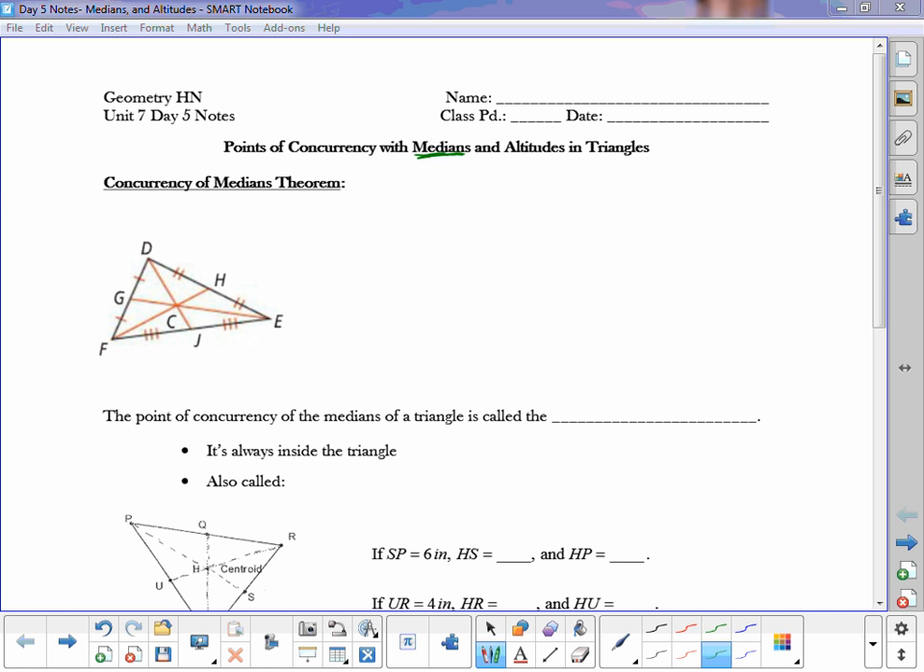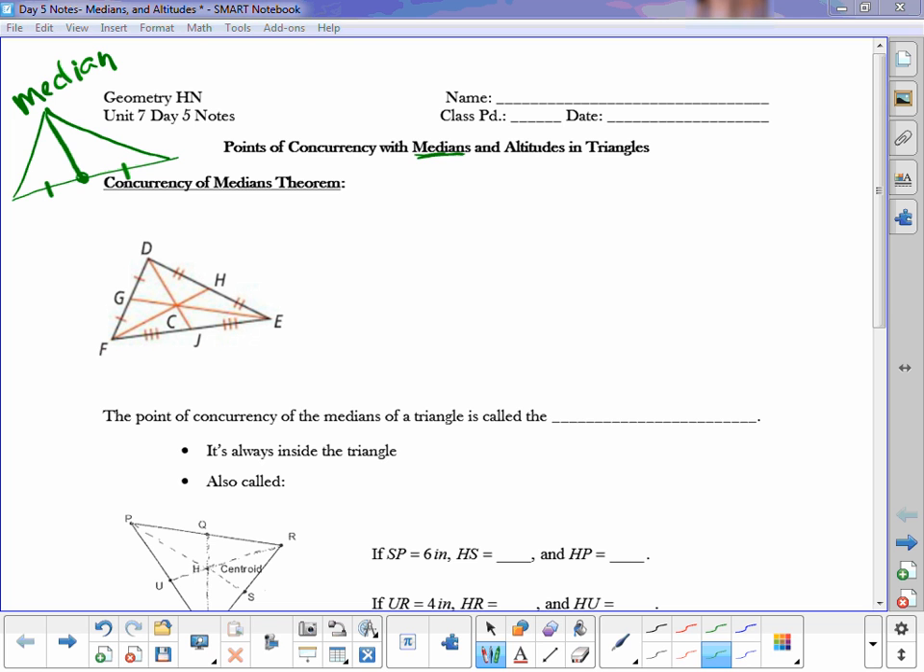Who can explain to me what a median is? Go ahead, Jen. So it's like, it separates the two sides of the triangle equally. Okay, good. Another way we could say that is if we have our midpoint, we go from the vertex to that midpoint.